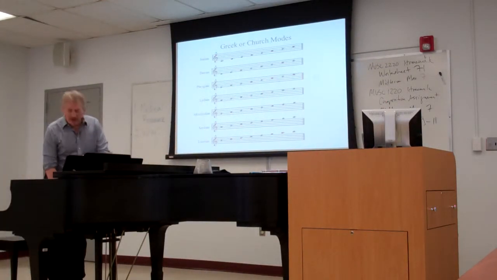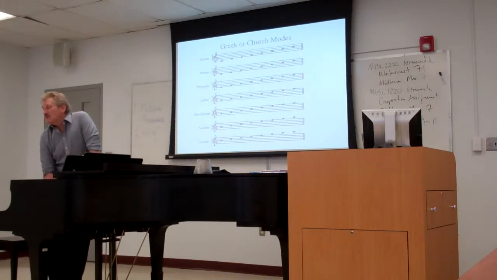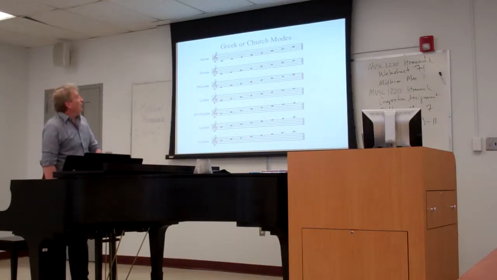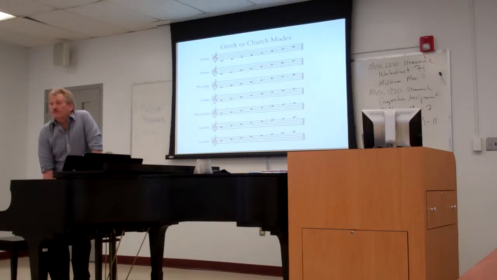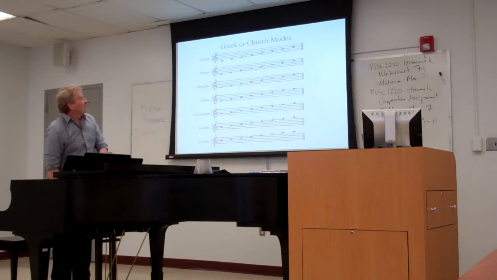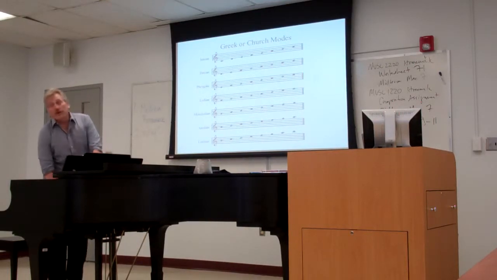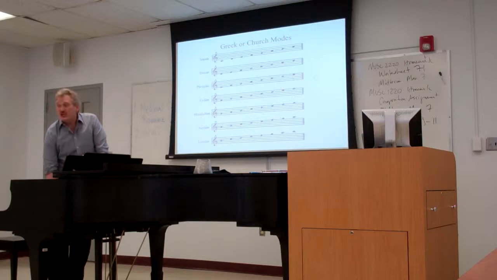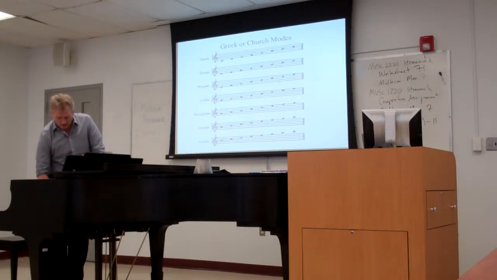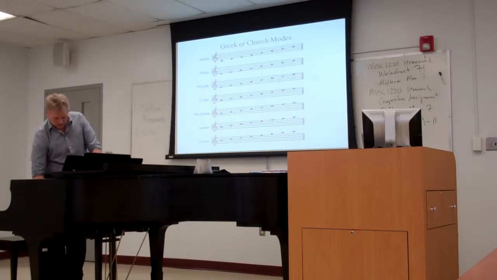We have first the Ionian, which starts on C. The Ionian, which we also recognize as our major mode, right? That's our major mode. The second would be our Dorian, which would start on D. The third one would be our Phrygian. The fourth would be our Lydian. The fifth would be our Mixolydian.